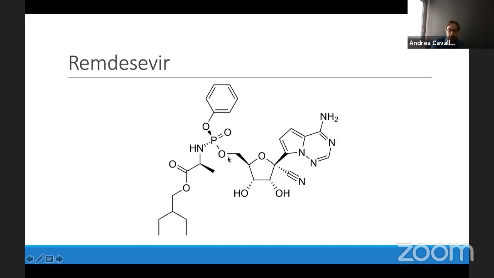In particular, it's a prodrug, and the hydrolysis can occur at this phosphoester bond, releasing this part of the drug, which is the one acting as an analog, as a false substrate for the RNA replication.